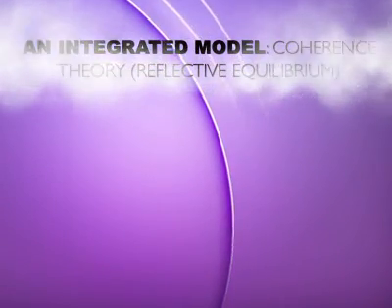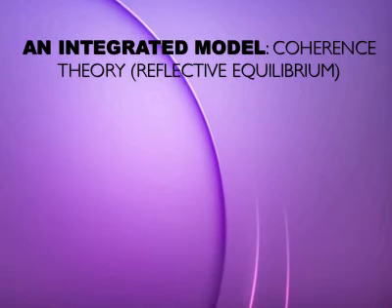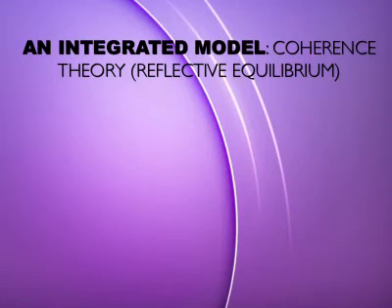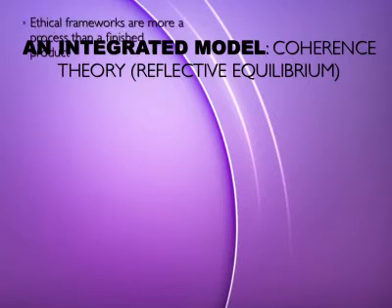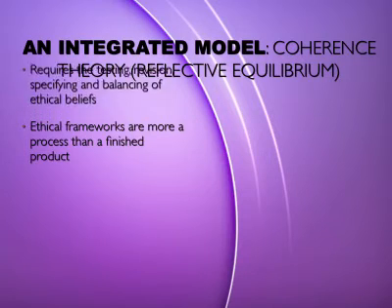This brings us to our third model, the model that I am going to very much espouse in this course, and that is referred to as the integrated model, otherwise known as coherence theory or reflective equilibrium. In this particular model, we recognize that ethical frameworks are more of a process than a finished product. In other words, the frameworks are valuable. The frameworks should be used. They should be understood. But they also need to be understood as a dynamic, as something that can help us to wade through the opacity of some rather tricky ethical issues. And yet they may still actually be revised.